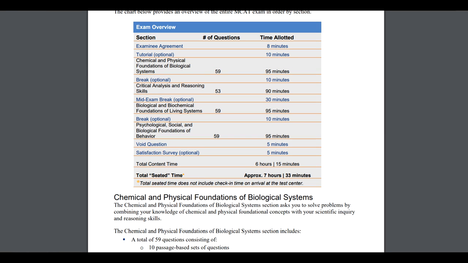So before we jump into the AAMC resources, it's a good idea to have a sense of what the exam looks like. The MCAT exam is four sections, and the first section covers general chemistry, organic chemistry, and physics. The second section is CARS, which is basically reading comprehension, except really crazy reading comprehension. The third section covers biology and biochemistry, and the fourth section covers psychology and sociology. There are 53 questions in the CARS section and 59 questions in the other three sections.